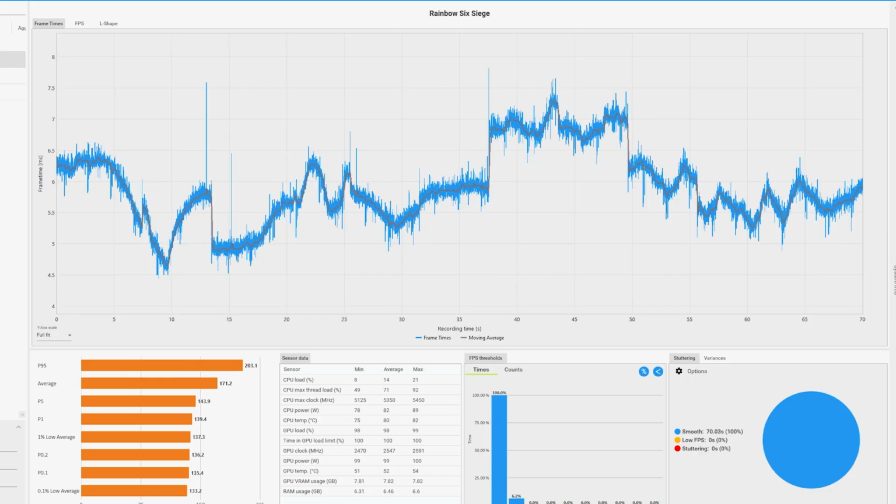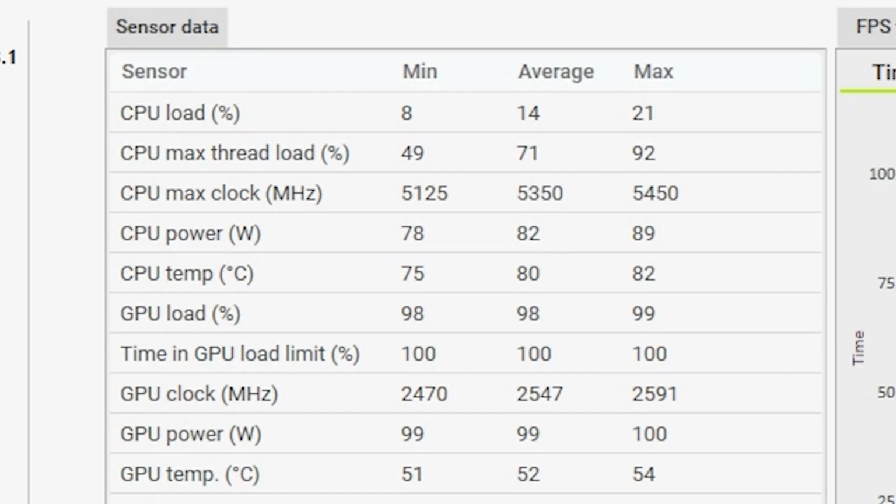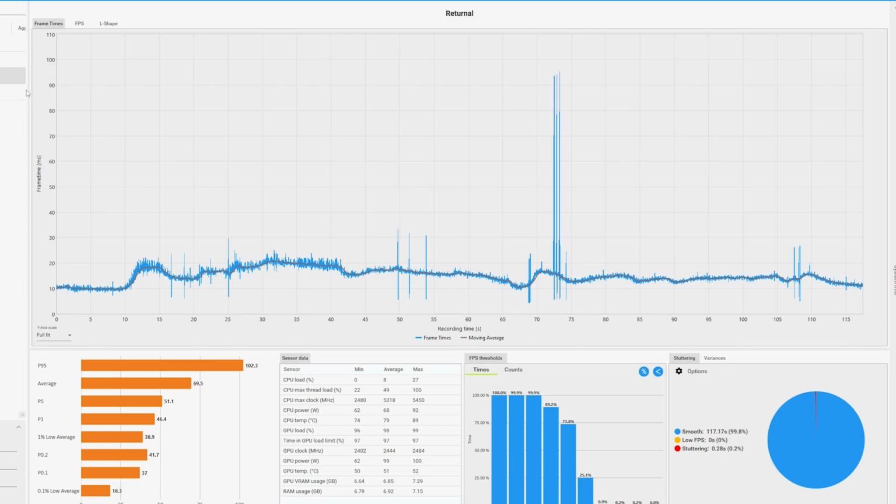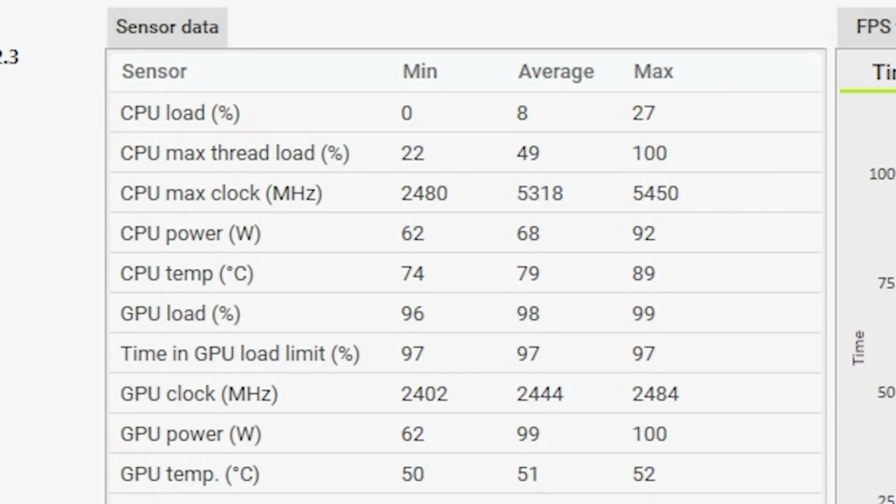And if we move over to Rainbow Six Siege, we can take a look at that as well. And you can see that, again, our CPU load not really hitting much of anything. The clock speeds are looking great. And as you can see, our CPU temperature this time around did get into the 80s, but it's the low 80s at most, and the average was 80. I did also take a look at Returnal, and that ended up with a CPU temperature maximum of 89 degrees.